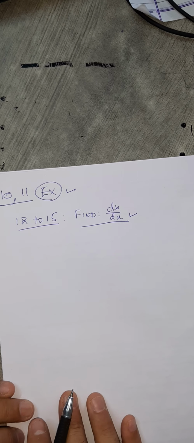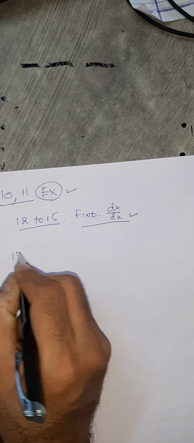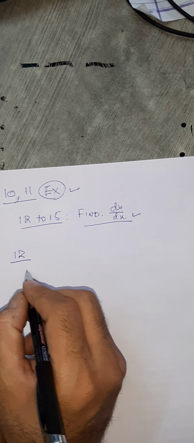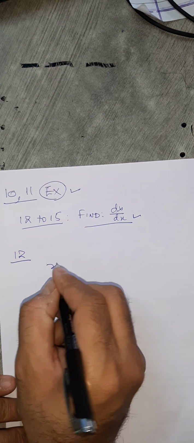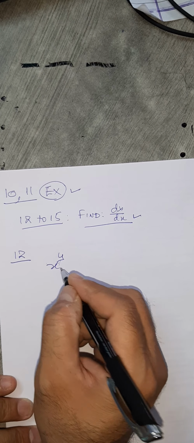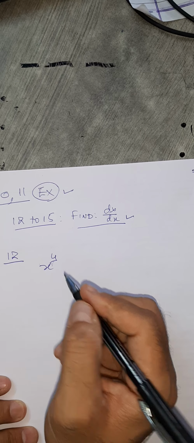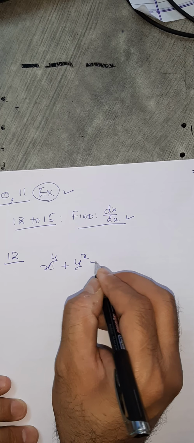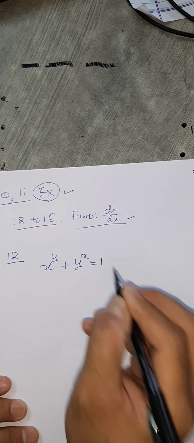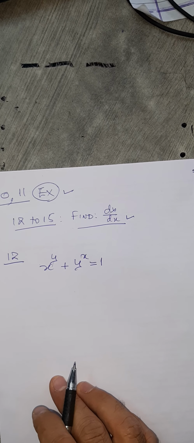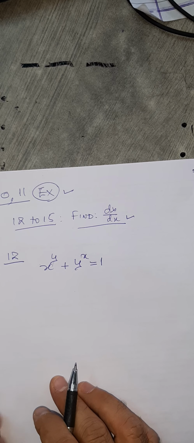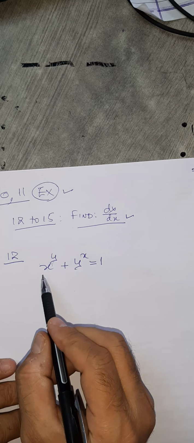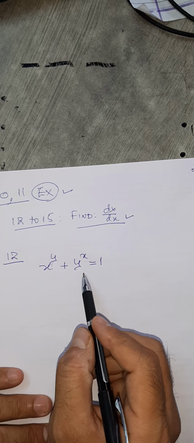So I'll go to question number 12. What's question number 12? x raised to y plus y raised to x equals 1. You must have realized variable raised to variable form. This is an implicit function, remember, but variable raised to variable. So you need to use the log function.